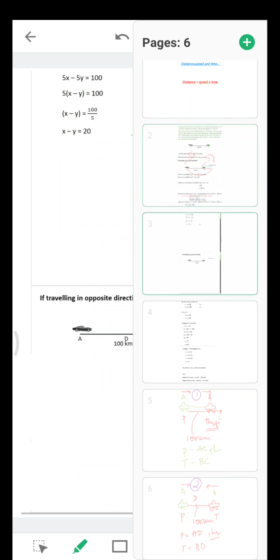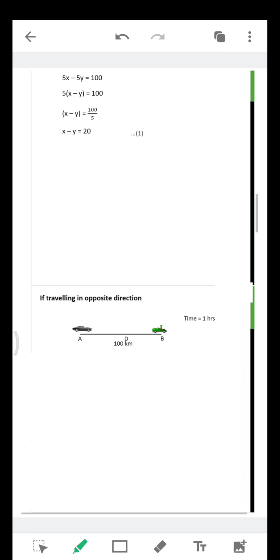If I simplify it further, 5x minus 5y, if I take 5 common, x minus y is equal to 100 by 5, and x minus y is equal to 20. This is our equation number 1. Next one.